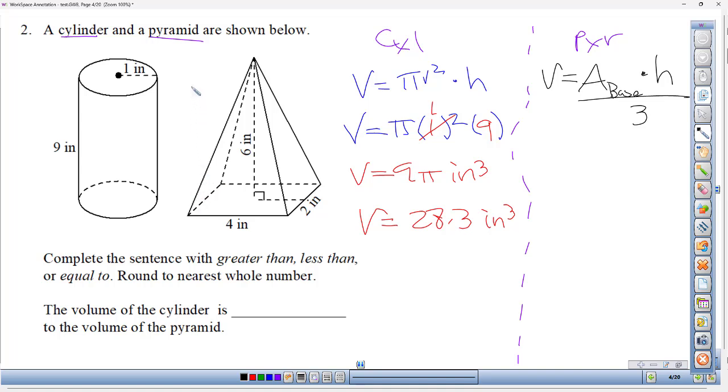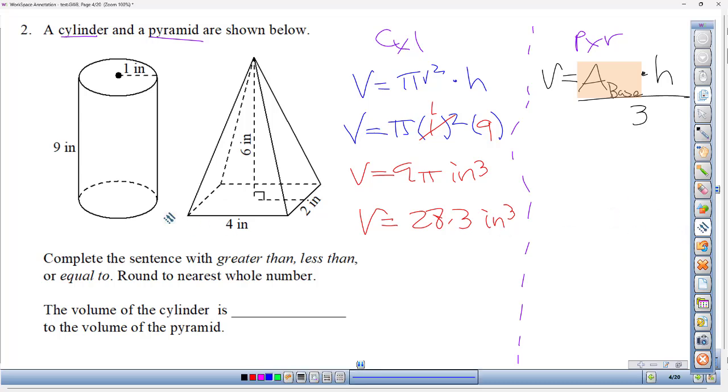Do you remember as the pyramid goes up, it gets narrower at the top and we lose volume, and that's kind of where that dividing by 3 comes from. It takes away some of our volume. Okay, so the trickiest part of this is right here. They are not going to tell you how to do the area of the base. You have to figure that out for yourself.